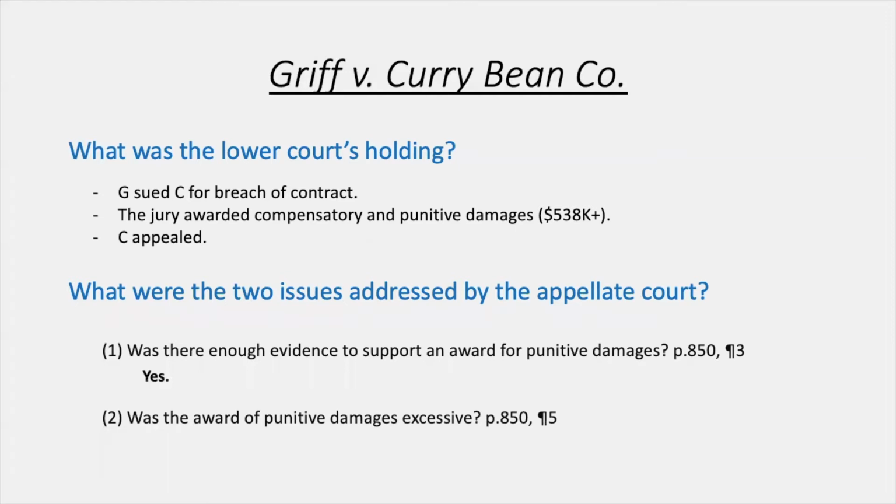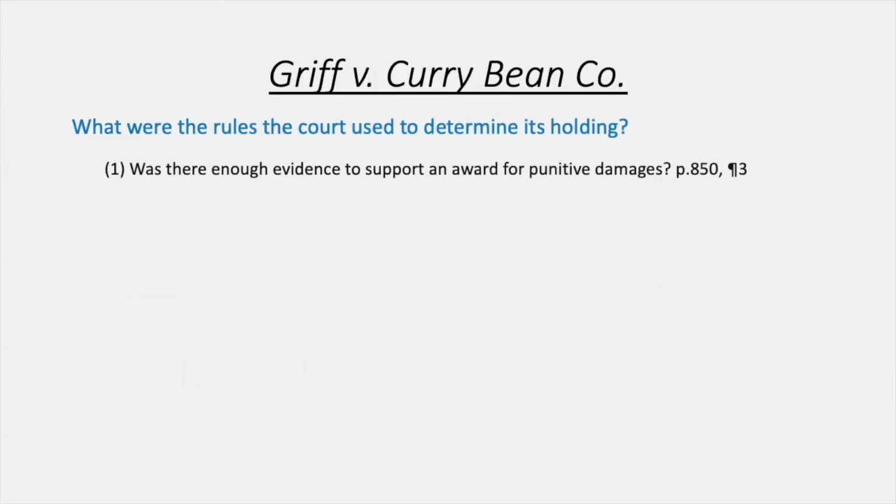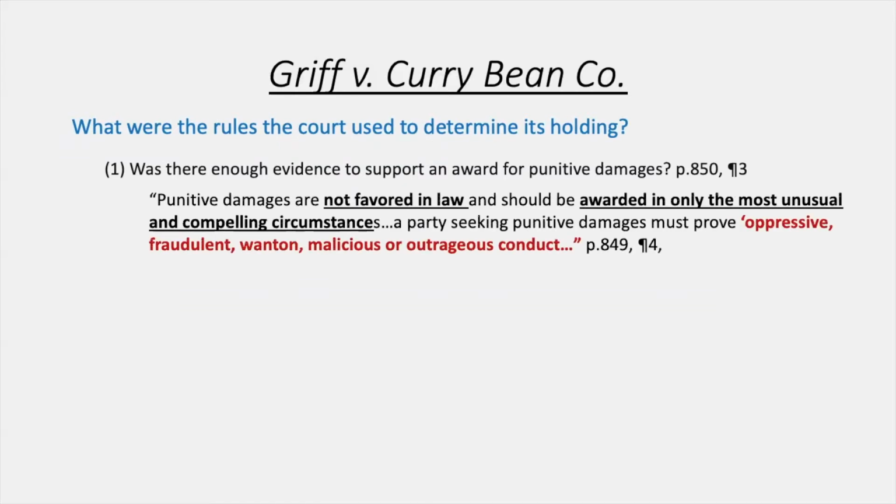The appellate court said, yes, we can award punitive damages in this situation. And no, the award is not excessive. What were the rules the court used to determine these holdings? Let's deal with the first issue. The court said that punitive damages are not favored in law and should only be awarded in the most unusual and compelling circumstances. So they didn't say that punitive damages are always available, but they're appropriate in this case because the actions by Curry were oppressive, fraudulent, wanton, malicious, or outrageous.